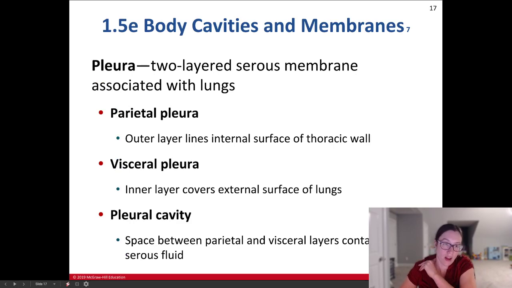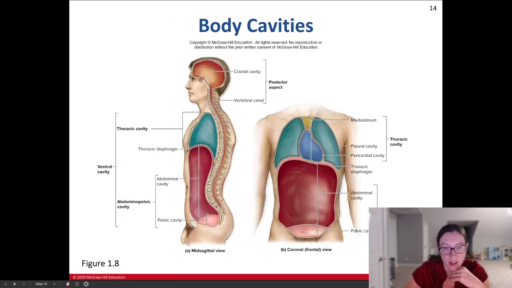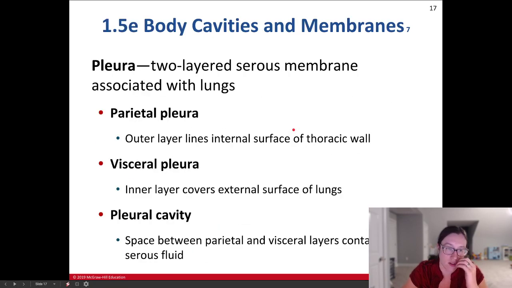Next, we have the pleura. And so the pleural cavity is this guy right here. We have one on either side, one for the right and one for the left lung. So the lungs are going to be found in the pleural cavities. It also has those associated serous membranes.